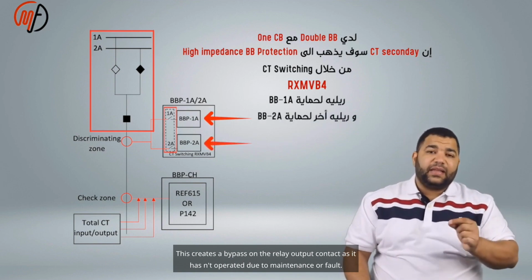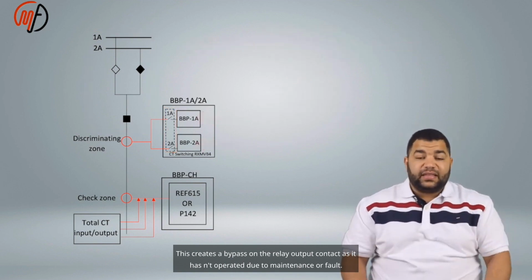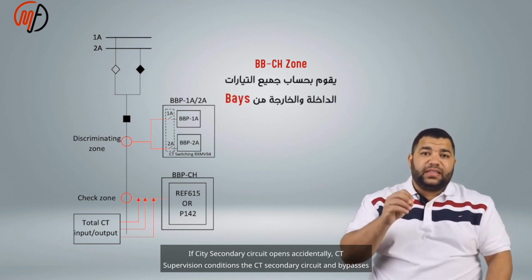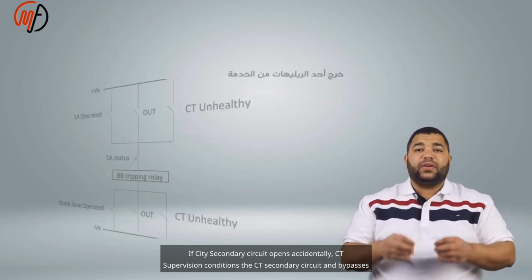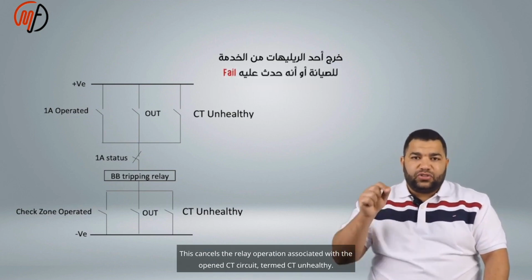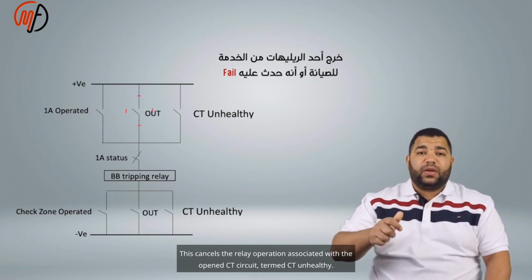This creates a bypass on the relay output contact as it hasn't operated due to maintenance or fault. If the CT secondary circuit opens accidentally, CT supervision conditions the CT secondary circuit and bypasses the relay output contact. This cancels the relay operation associated with the opened CT circuit, termed CT unhealthy.